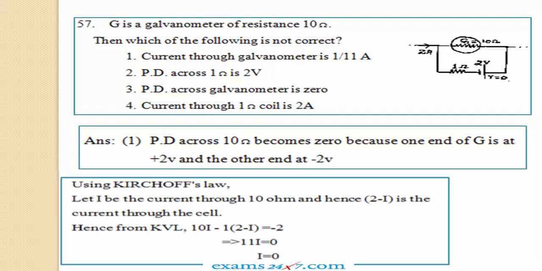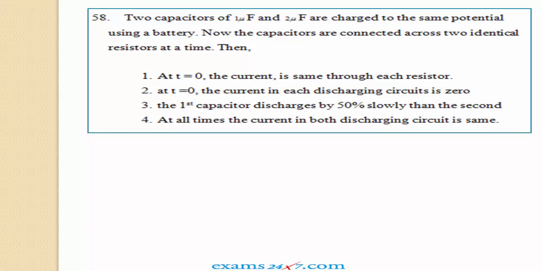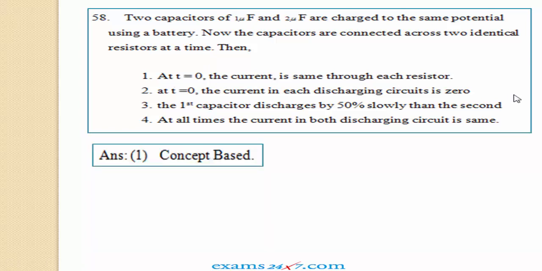1. Question number 58. Two capacitors of 1 microfarad and 2 microfarad are charged to the same potential using a battery. Now the capacitors are connected across two identical resistors at a time. Then look at the four options. A concept based question. Since the initial PD is same for all the two capacitors, the current is same initially, that is option number 1.